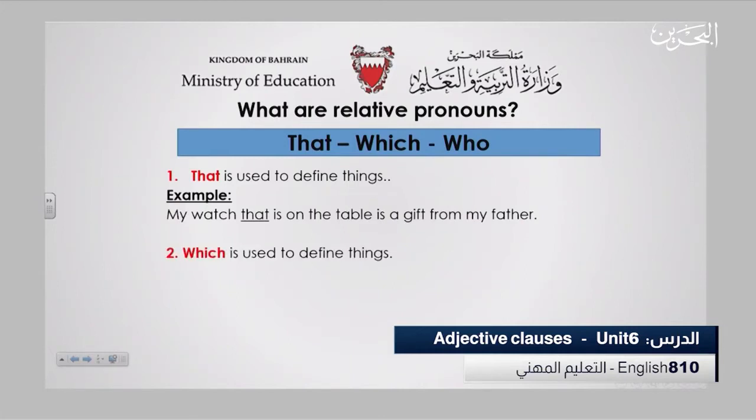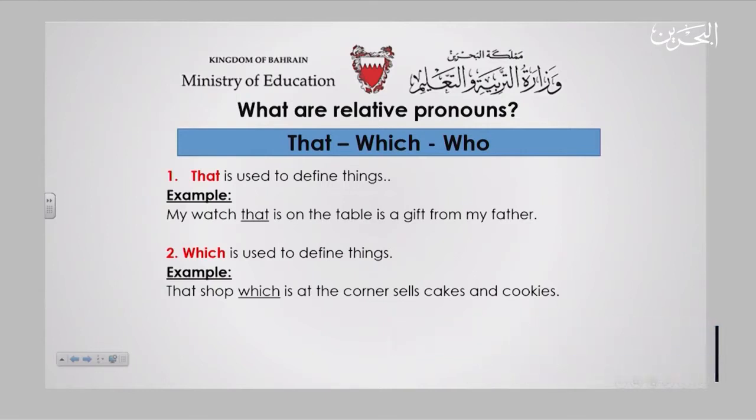Second one is which. Which also is used to define things, but it's rarely sometimes used to define people, but mainly it's used to define things. Let's see an example to clarify it. That shop, which is at the corner, sells cakes and cookies. Here I am talking about the shop. I want to tell the people what is the purpose of this shop, so I am determining that shop using which.